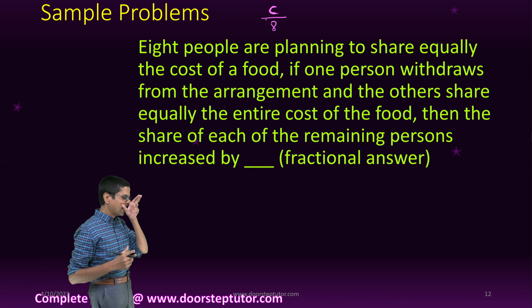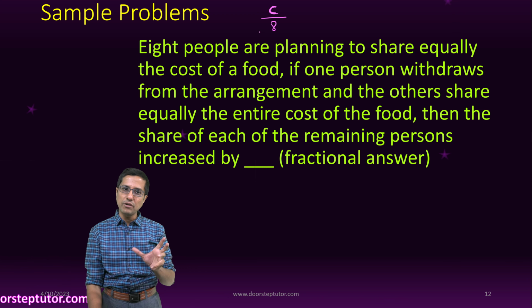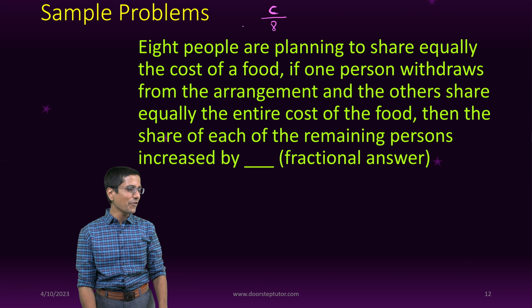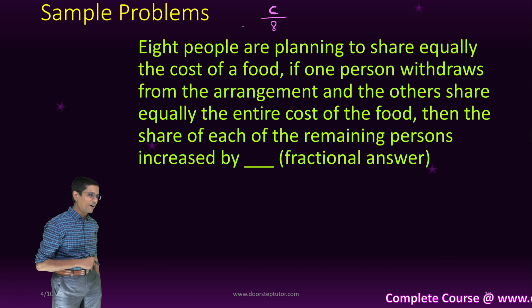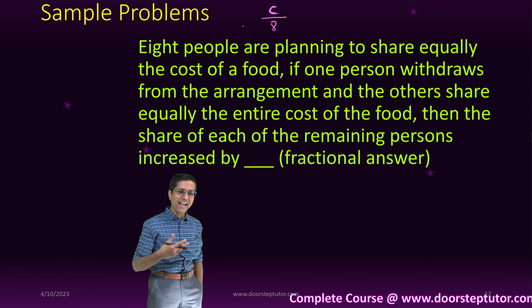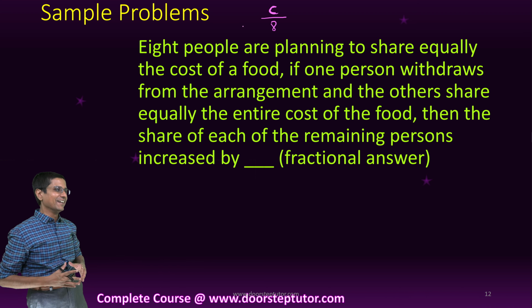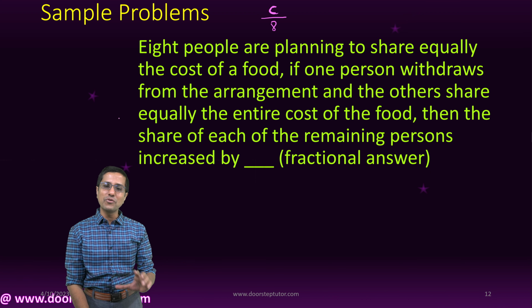So there are a total of 8 people. Each of them would have to pay C by 8 of the bill, C 8th of the bill. Now what happened was that one of the friends didn't really want to pay, so he just said that I have forgotten to bring my wallet, or he said that my UPI app is not working. Okay, so all of those things he said, somehow he got out of this arrangement.